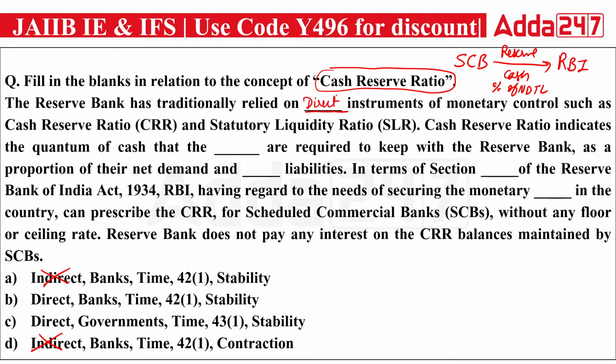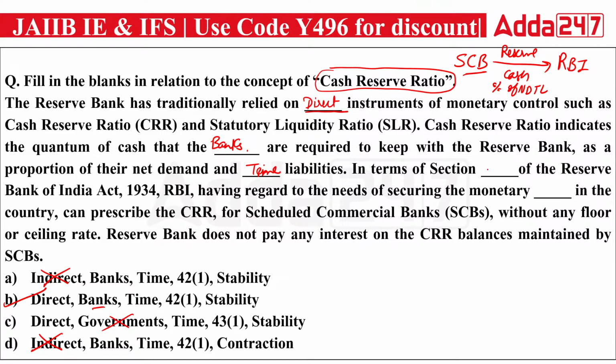Second, we are talking about how CRR indicates the quantum of cash that the dash are required to keep in reserve as a proportion of their NDTL. So who has to maintain this reserve with RBI? I have told you, scheduled commercial banks, not the government. The right answer is that banks have to maintain a certain percentage of NDTL, their net demand and time liability, in the form of cash with RBI.